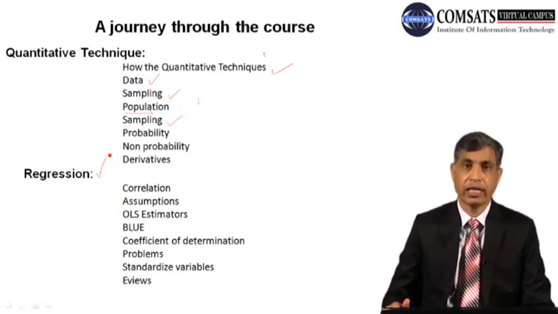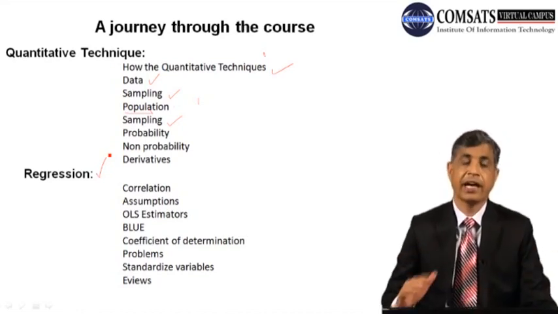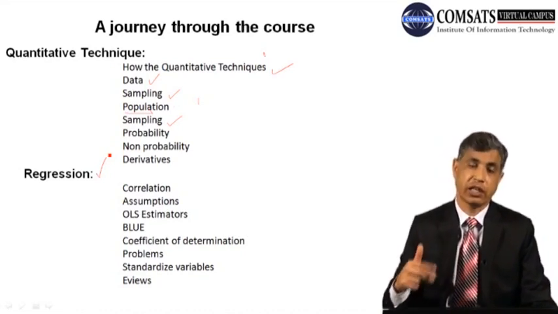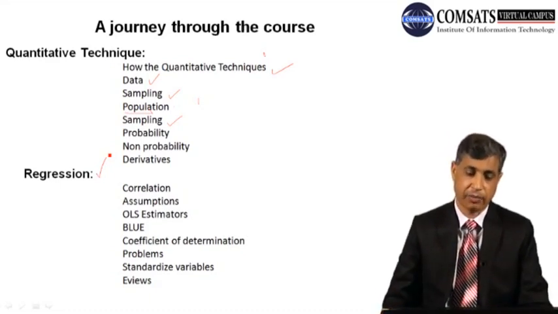Then we talked about the OLS estimator, the ordinary least squares estimator. They have some special characteristics, and they give very charismatic results when we estimate our model based on the assumptions of the classical linear regression model.